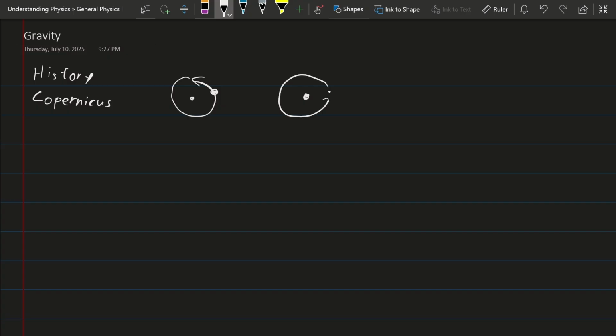And so after that, Kepler realized that the orbit of planets can be described using three laws. The first is the orbit is elliptical with the sun in the center, in the foci.